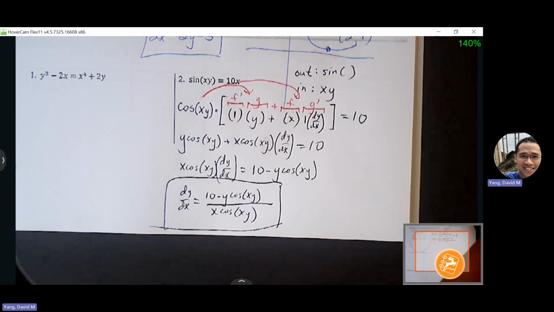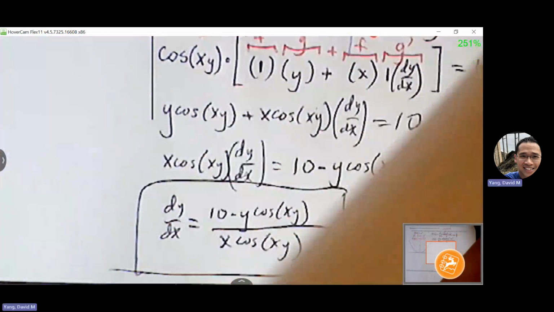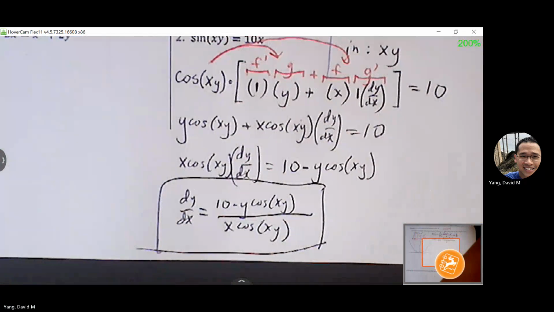Okay, any questions there? Yeah, I did some different steps. I didn't distribute, I just divided by cosine xy on both sides and then subtracted y and then divided the whole thing by x. That's fine.